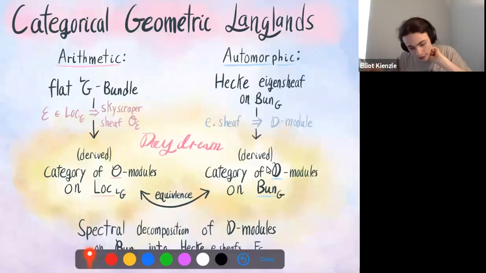On the automorphic side, we have a Hecke eigensheaf, and we can naturally think of that as a D module. That's a module of the sheaf of differential operators, basically some structure that can be differentiated, kind of. So this, again, naturally sits in the derived category of D modules. Now, the classical geometric Langlands is that these very specific objects of these sheaves correspond to one another.